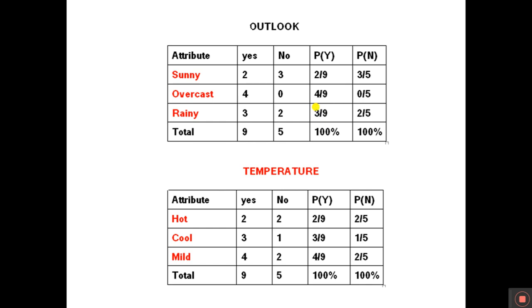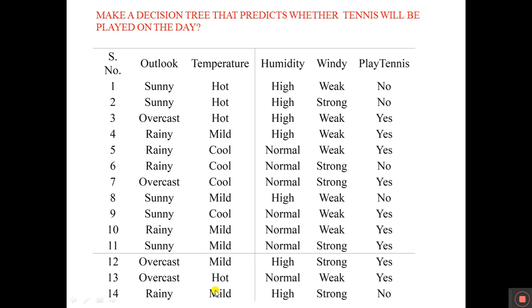So here the outlook has the attribute sunny, overcast, rainy. See in this table, the outlook contains sunny, overcast, and rainy. Among this, for sunny, how many yes or no available here? For overcast, how many yes or no available? For rainy, how many yes or no available? That I need to calculate.